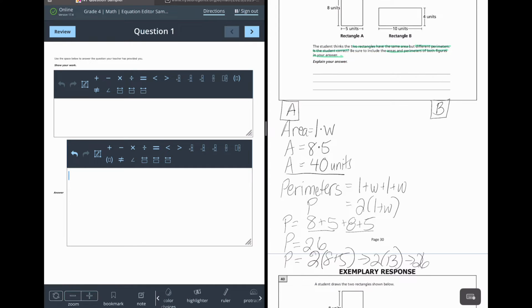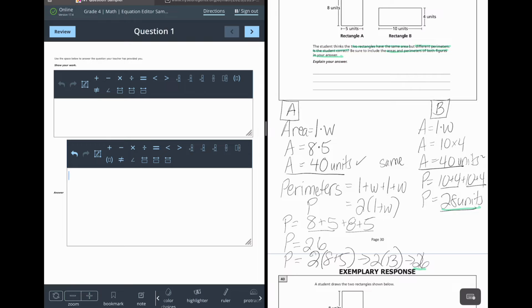So I have to use my scrap paper for this. So area is equal to length times width. This one, area is equal to 10 times 4. So again, it is 40 units. So these are the same. And my perimeter is equal to 10 plus 4 plus 10 plus 4. So 10 plus 4 is 14. 14 plus 14 is 28. So my perimeters are different. Here I get 28, and here I get 26.